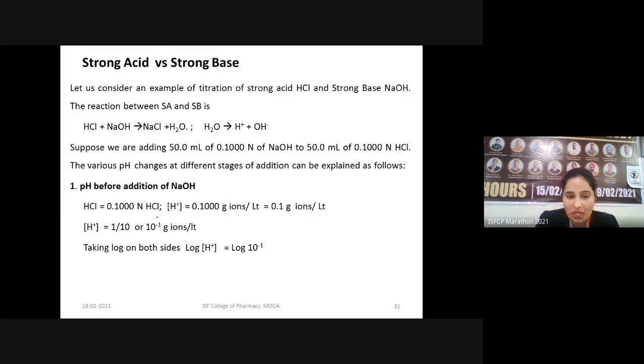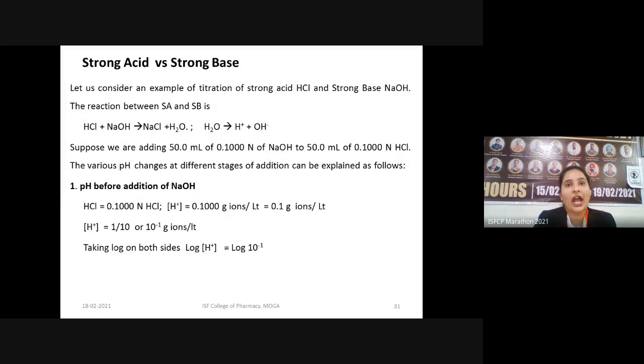So how many proton ions, or we can say how many hydronium H positive ions will be present in the solution? That will be exactly equal to 0.1 gram ions per liter. This gram ions per liter is nothing but the units of normality. So for 0.1 normal HCl solution, we have 0.1 gram ions per liter H positive ions. This is the concentration of H positive ions.